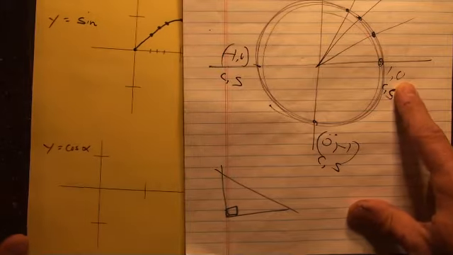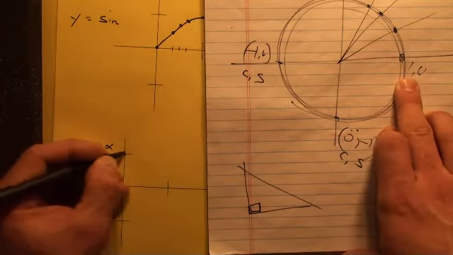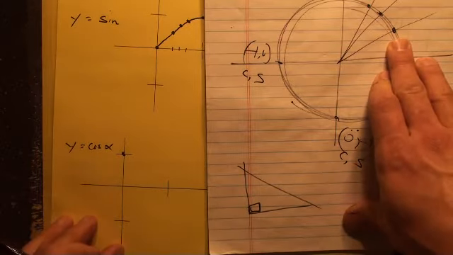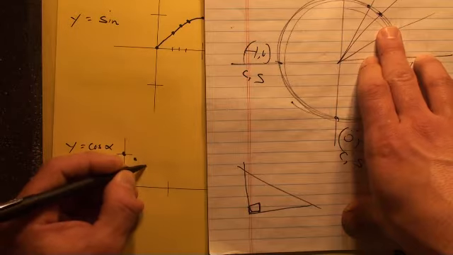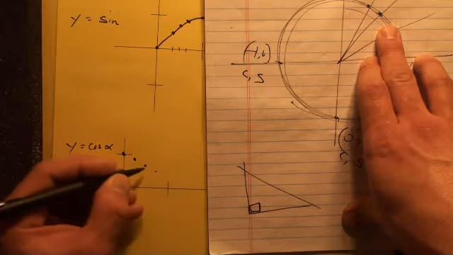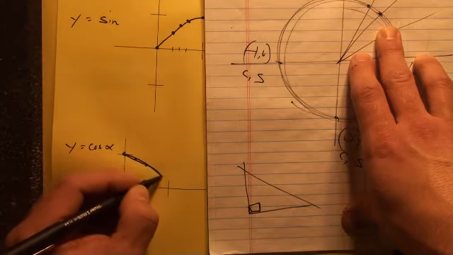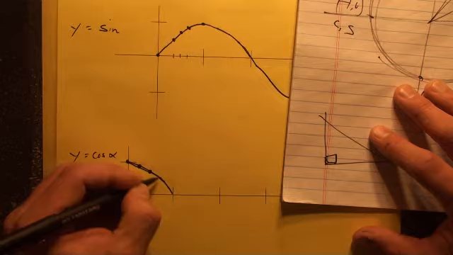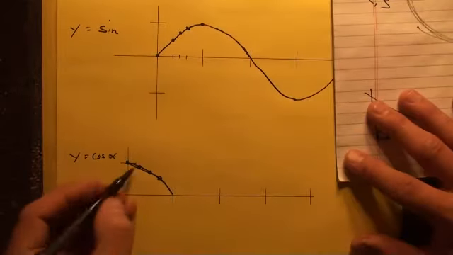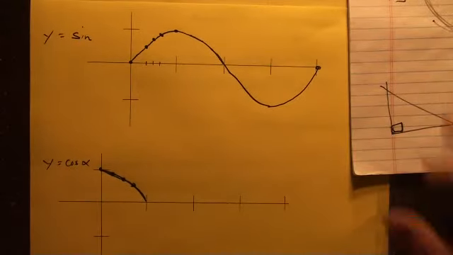Excuse me, cosine of 0 is 1, so we start up here. Cosine 30 is 0.87, 0.71, and half for 60. So we're going to get this. There we go. And what happens is you end up down here. Now, okay, we should probably put in the values here.